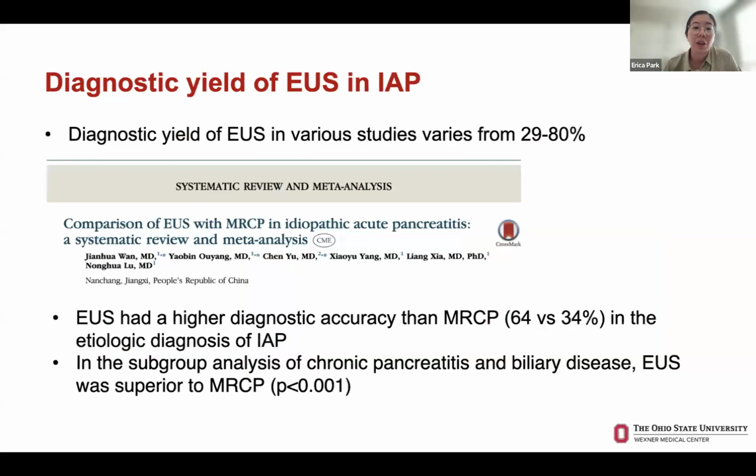The diagnostic yield of EUS really varies from study to study, anywhere between 29 and 80%, so quite a range. In a 2018 systematic review in GIE, 34 studies were evaluated to determine the diagnostic yield for both EUS and MRCP in idiopathic acute pancreatitis. Among these studies, EUS had a higher diagnostic accuracy compared to MRCP, at 64 versus 30%, in determining the etiology of the IAP. Notably, in the subgroup analysis of chronic pancreatitis and biliary disease, EUS was superior to MRCP, and this was statistically significant.